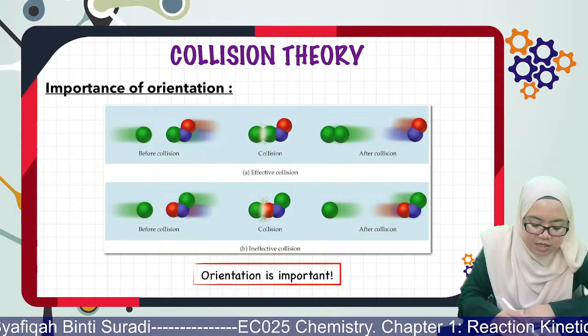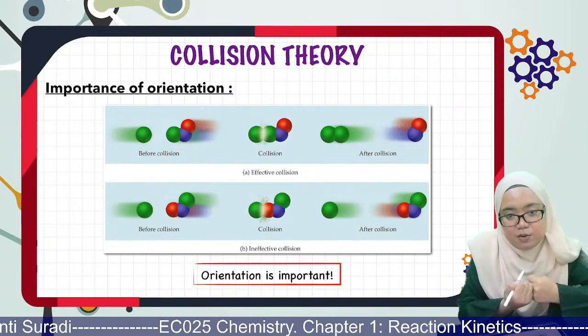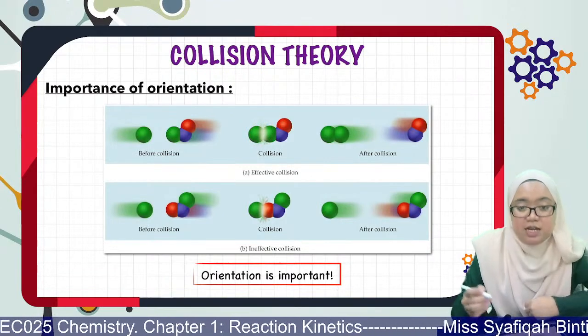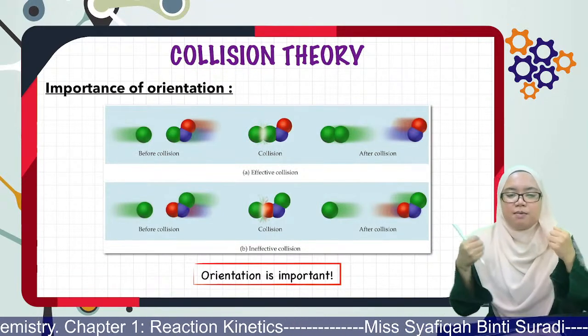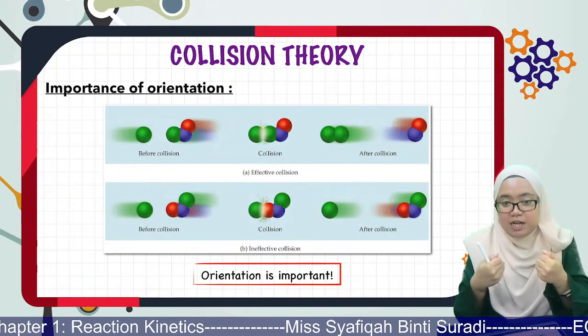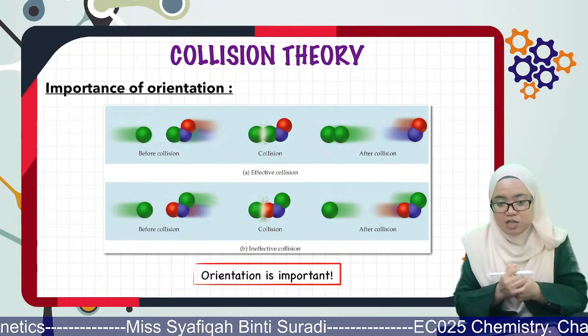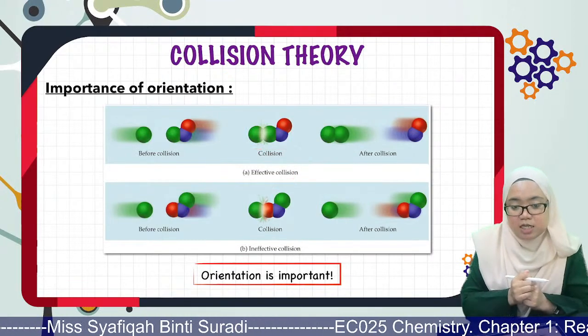So sekarang ni, these two molecules diorang pun collide. Okay, diorang collide, diorang ngam. Sebab apa? Ini hijau-hijau dia ada correct orientation. So bila after collision dia akan berjaya form new product. Okay, so dia adalah effective collision.